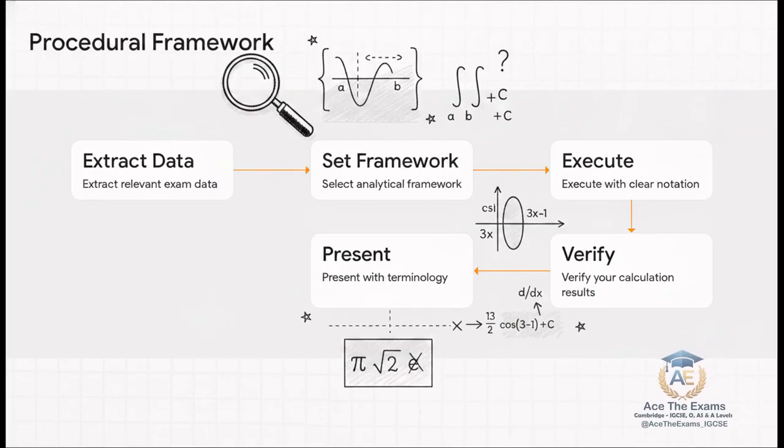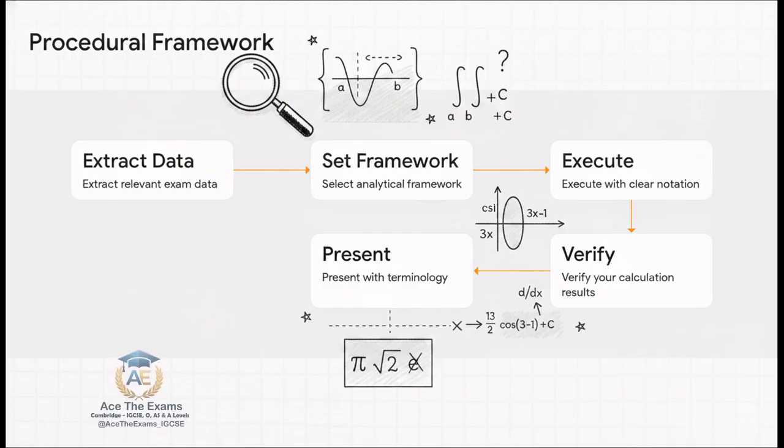Step 4. Verify your results. How do you do that? By quickly differentiating your answer to see if you get the original function back. The derivative of sine is cosine, so differentiating your results should perfectly map back to the exam question. It takes 10 seconds and it guarantees your answer is right.